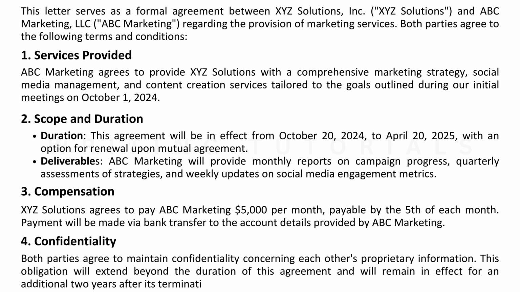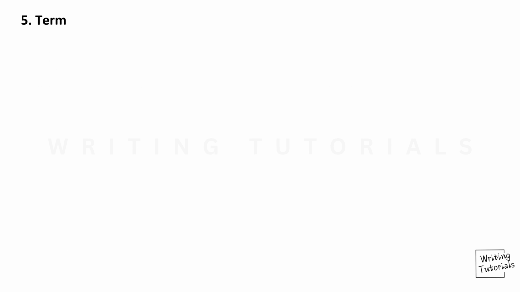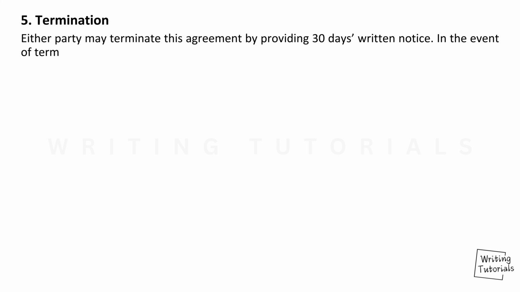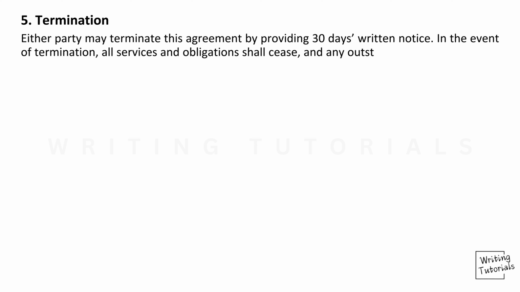Now, for termination. Sometimes, agreements need to be ended early, and this section explains how that can happen. Here, either party can end the agreement by giving 30 days written notice. Having a clear termination clause gives both parties a way to exit if things change, and it ensures everyone knows what will happen with any remaining payments or obligations.